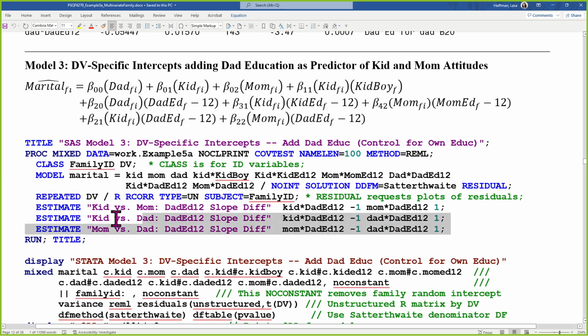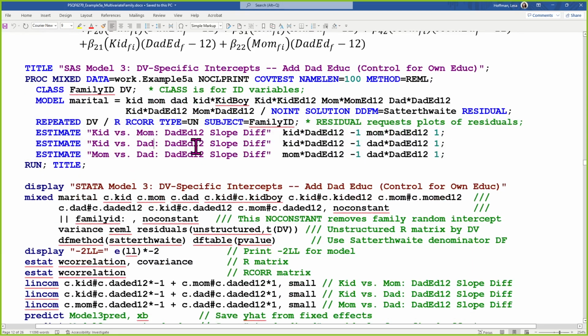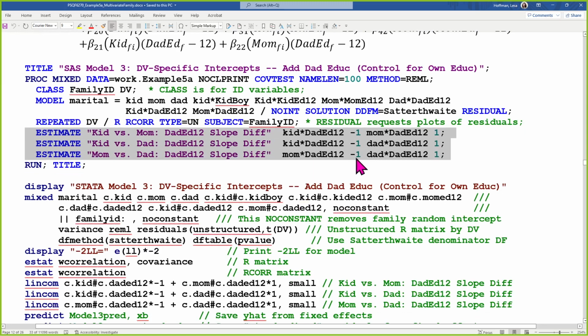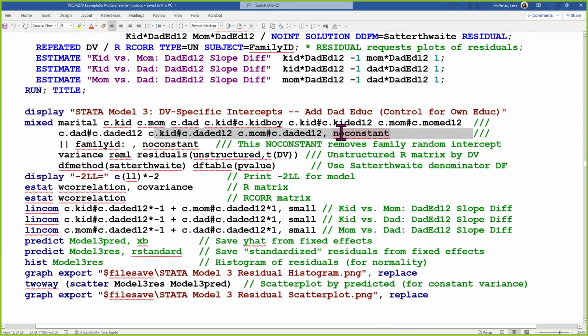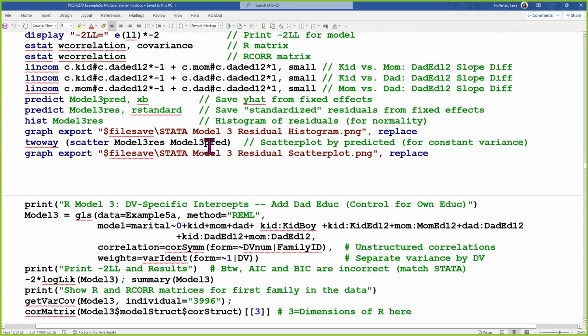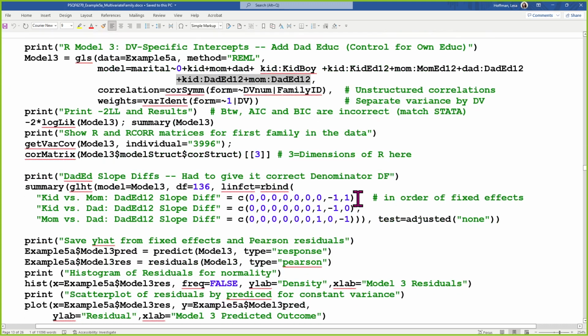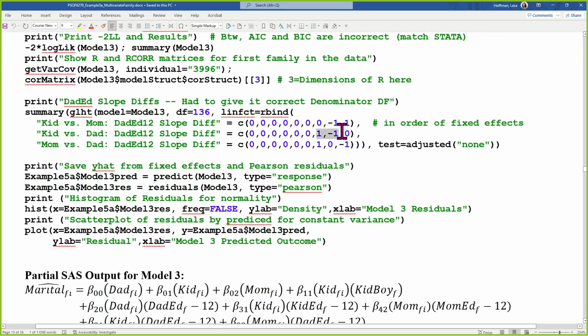So then I added a couple of estimates here for differences, kid versus mom on the dad-ed slope, kid versus dad, and mom versus dad. So rather than putting in differences via interaction terms within the model, this parameterization tells me what is the effect for each person. That means I have to get the differences to figure out if the slopes have different effects on different people. And same thing added for these two slopes here. Same thing added for the estimates, and then in R, picking up the second line here as well. And slope differences at the ends of the lines.